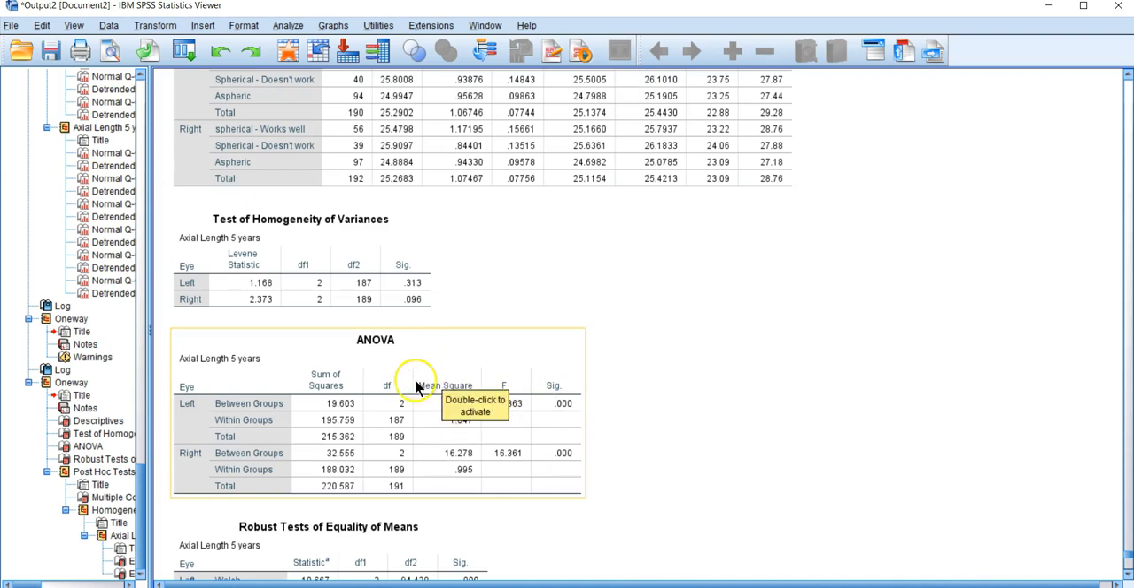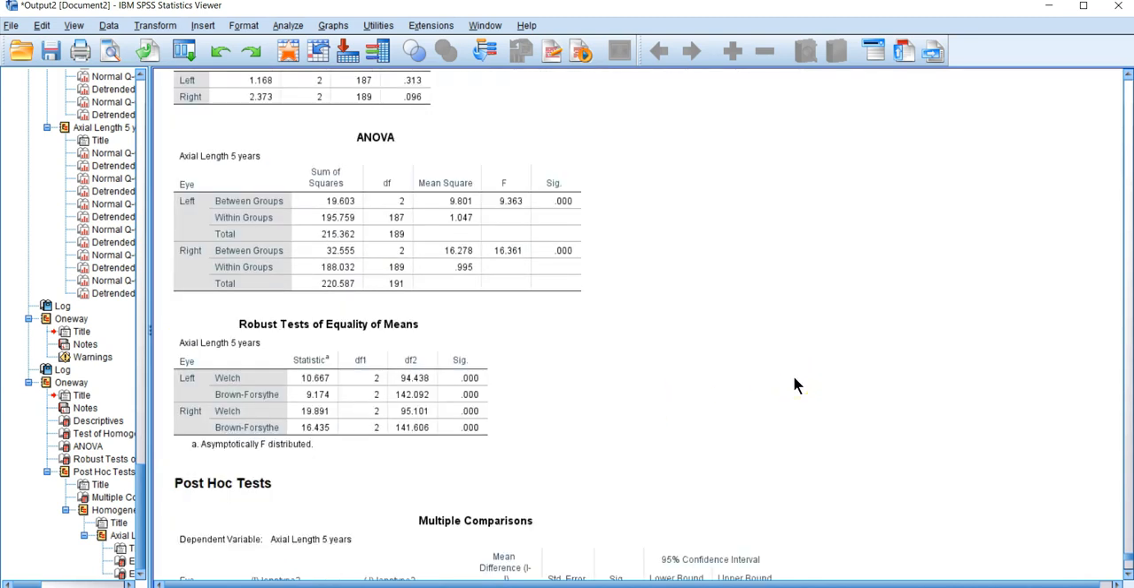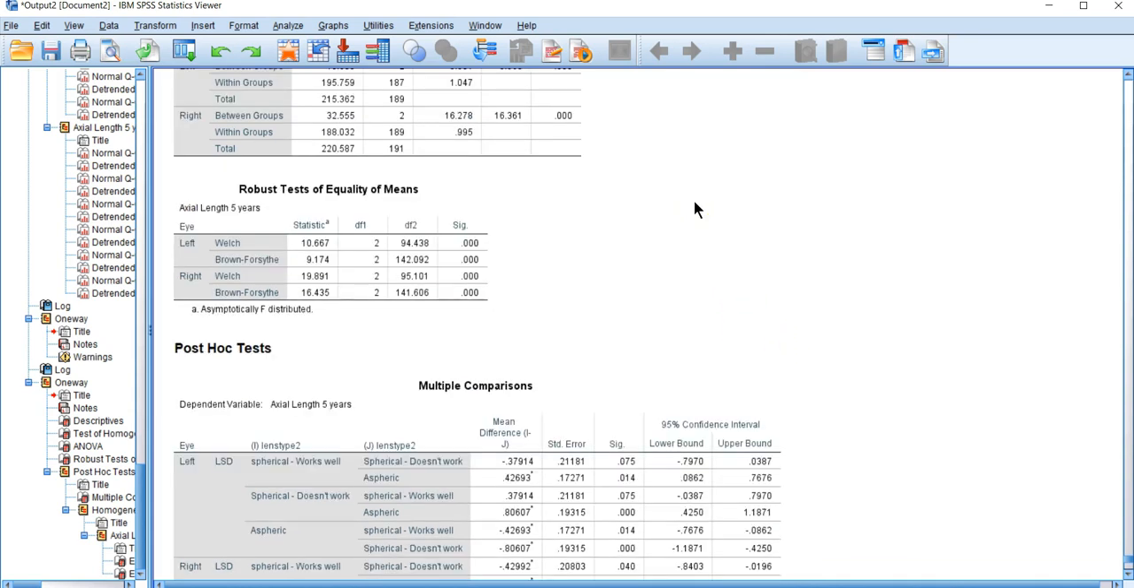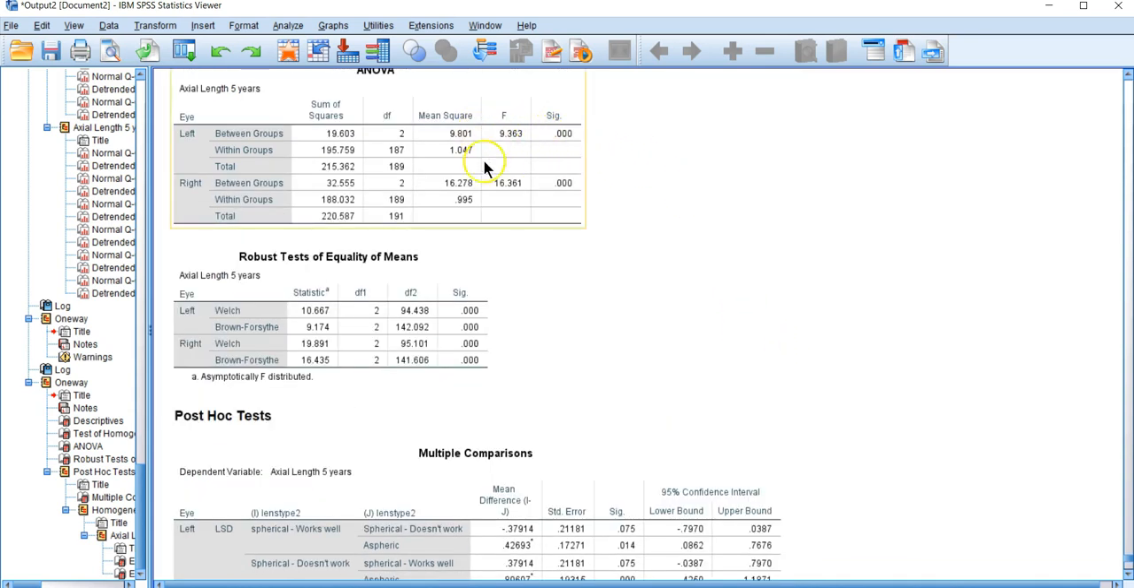Now, we have sums of squares for between and within. We divide the sums of squares by the degrees of freedom and we get the mean square. Within group sums of squares divided by degrees of freedom, mean square. The ratio of the mean square between over mean square within is an F-test. And just looking at the magnitude of the F, the right eye showed a little bit bigger difference.